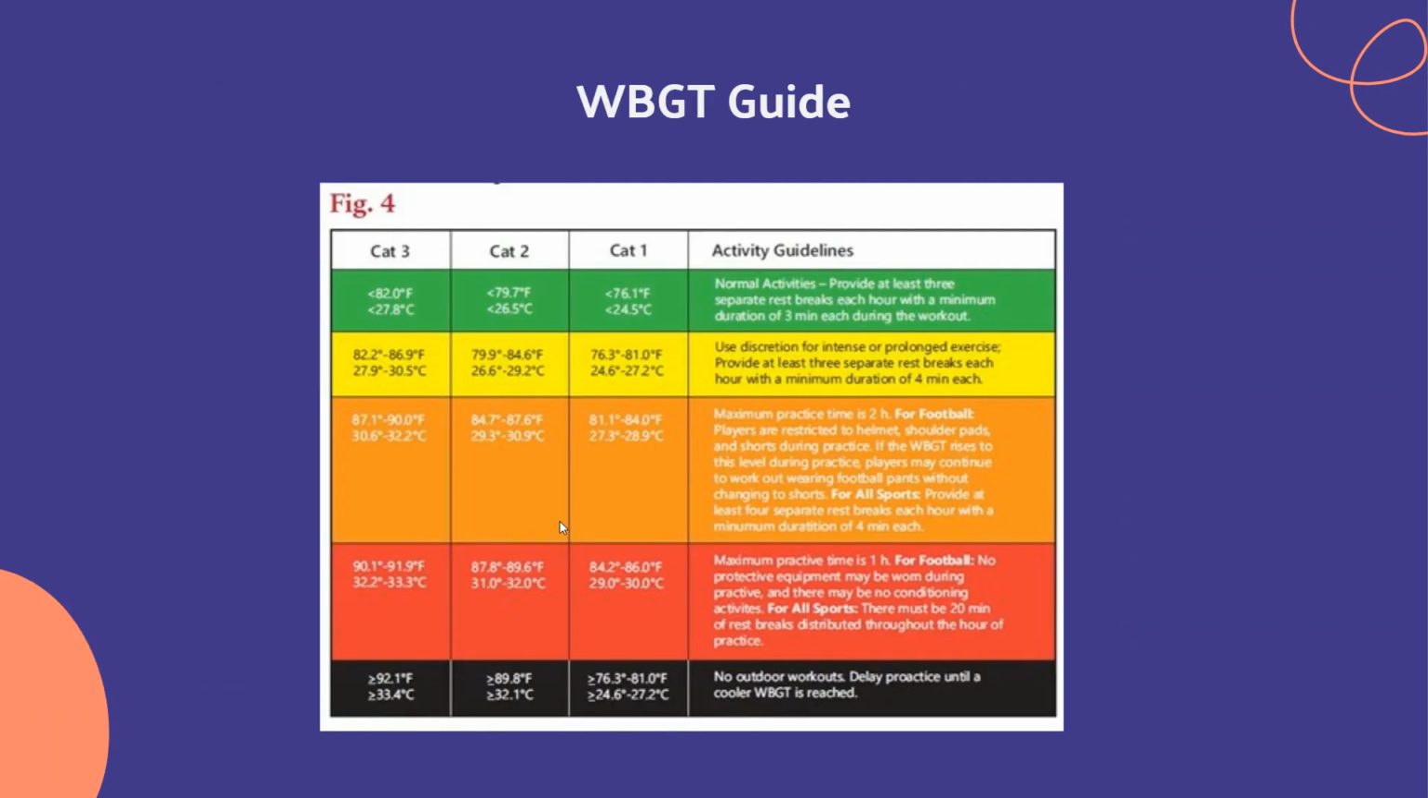So this is the guide for that orange Kestrel. If we cross into orange, red, and black, we obviously need to be changing our practices quite a bit. Again, those are pretty rare. We're typically not going to see these types of temperatures at that time of year.